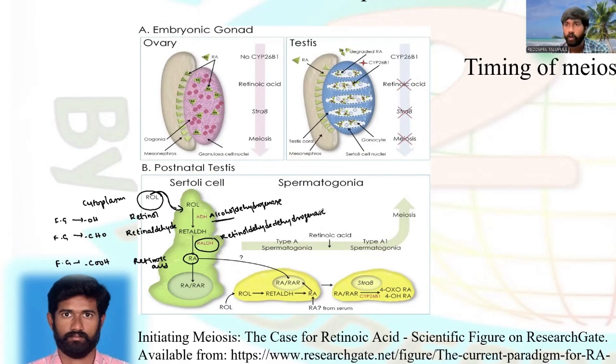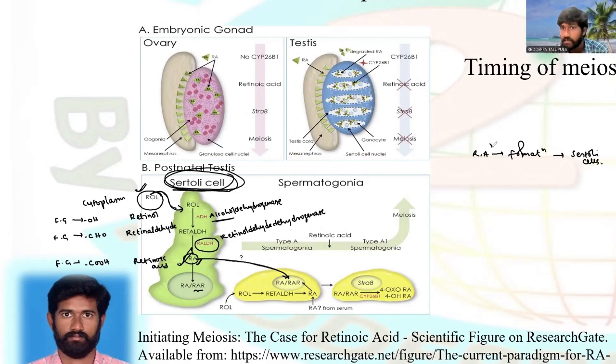These are the enzymes involved in the conversion of retinol into retinoic acid. This retinoic acid, with the use of RAR or otherwise, directly enters into the spermatogonia. This is the Sertoli cell where this retinoic acid is formed. Keep it in mind, retinoic acid formation happens in Sertoli cells.